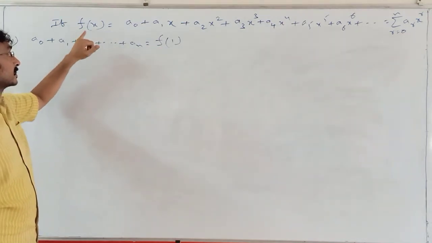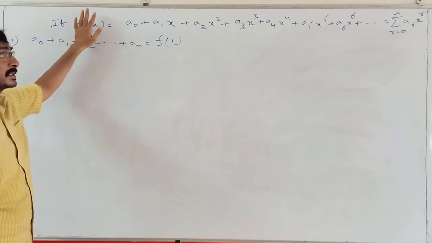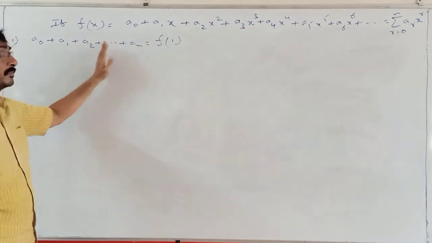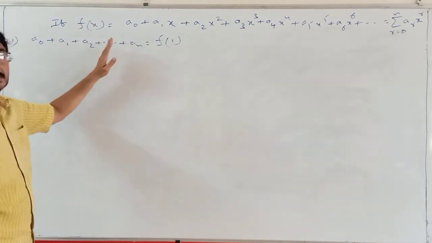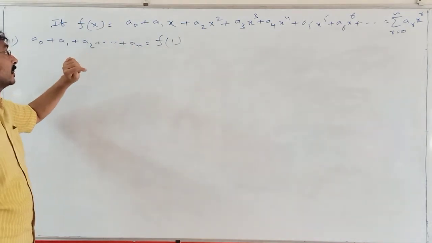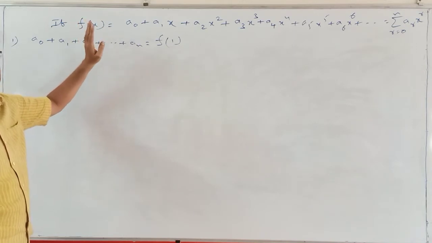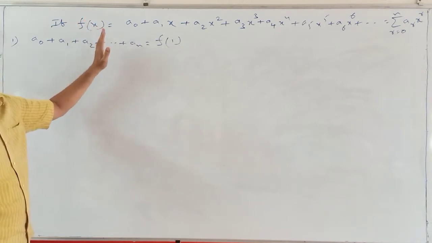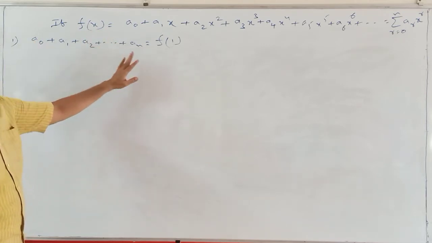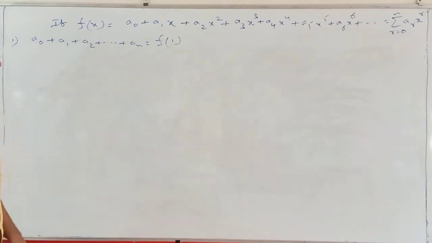In some cases, this one contains 2 or more than 2 variables. Suppose LHS contains 2 variables x and y. Then the formula for the sum of the coefficients is obtained by keeping x equal to 1 and y equal to 1. Suppose this one contains 3 variables, x, y, z. So put x equal to 1, y equal to 1, z equal to 1, and get the required sum of the coefficients, that is a0 plus a1 plus a2 plus and so on plus an.